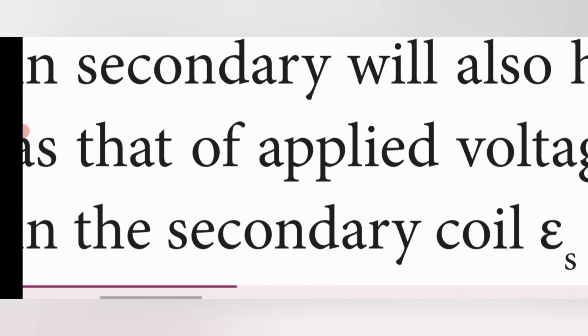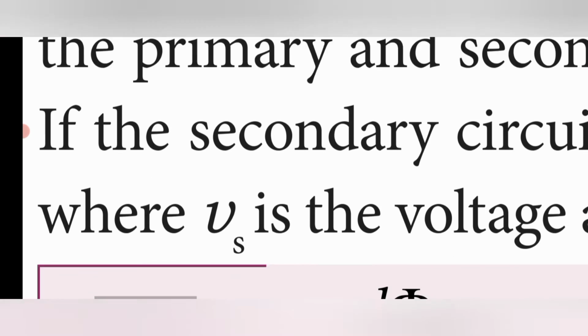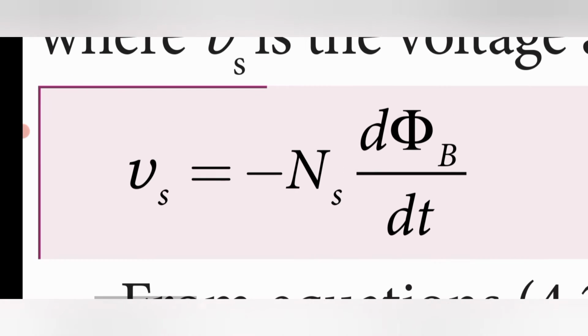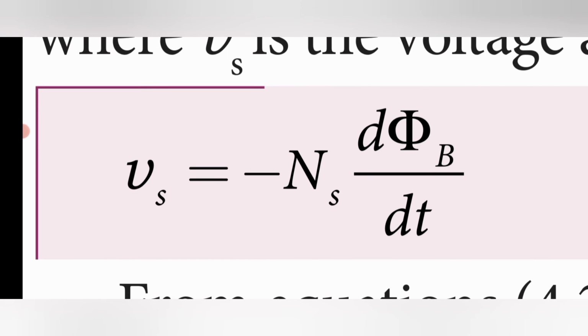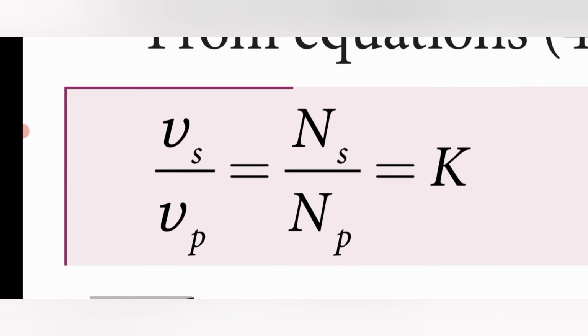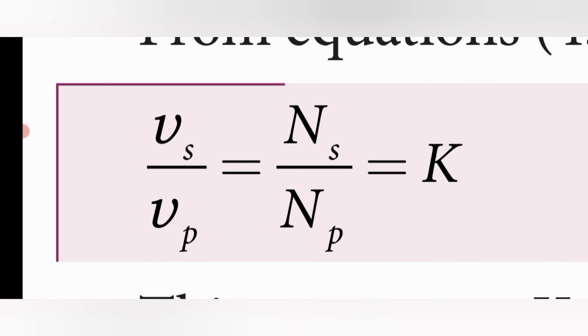And also for the secondary coil, epsilon S is equal to minus Ns d phi by dt. In terms of voltage, epsilon is also known as the voltage applied. So Vs is equal to minus Ns d phi by dt. Equate both equations, Vp is equal to minus Np d phi by dt and Vs is equal to minus Ns d phi by dt. So you will get Vs divided by Vp, the voltage in the secondary coil divided by the voltage in the primary coil, which depends upon the number of turns present in the coils, equal to Ns by Np.